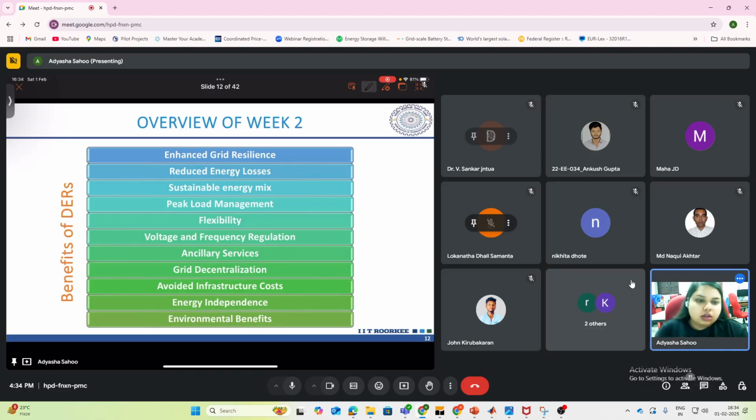So enhanced grid resilience means that by adding these distributed energy resources, in the event of grid disturbances, partial faults, or complete failure, they can assist and step up in the system operations and hence increase the resiliency of the grid.